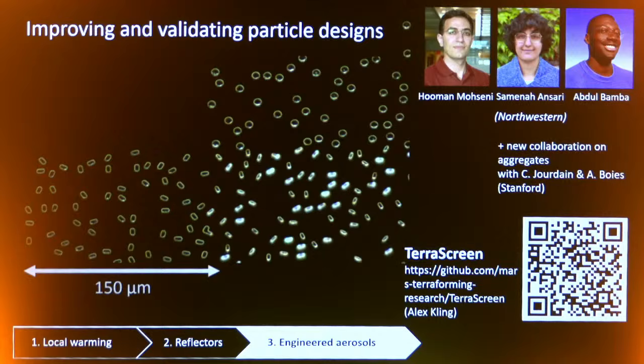And so this is batch testing, basically Fourier transform infrared validation of the simulated optical properties of the particles. For more rapid throughput of candidate particle designs, Alex Kling has led the development of an open source 1D radiative convective particle screening tool, so you can find the QR codes at the table outside.